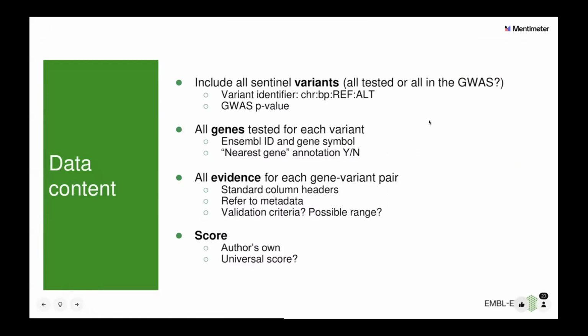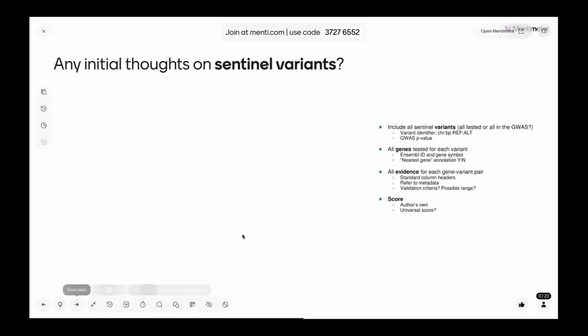And then thinking about the data content. So these are the things we discussed before. I think we've got time to do this, so I'm going to go through each one of these in turn. Any initial thoughts about the variant representation or any other? So we've talked about having just the variant and the p-value. Is that sufficient information about the sentinel variant, or is it important to consider direction of effect or those kinds of things?